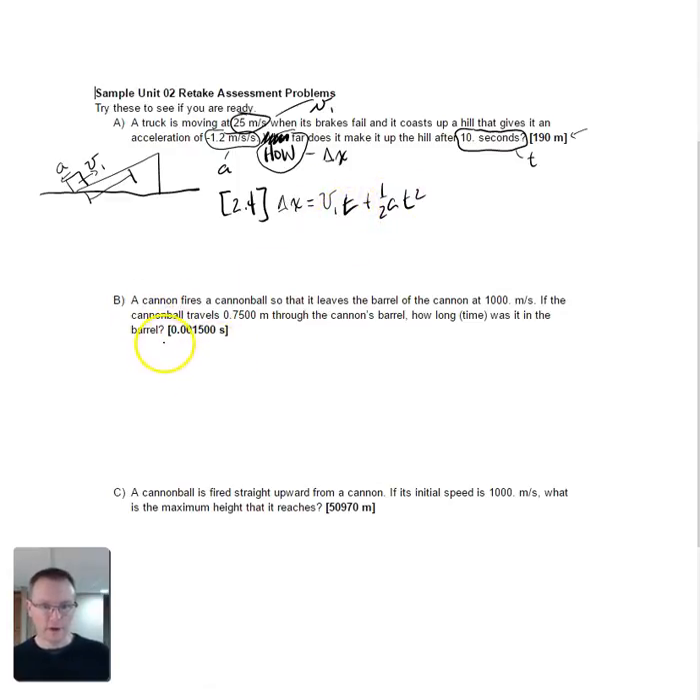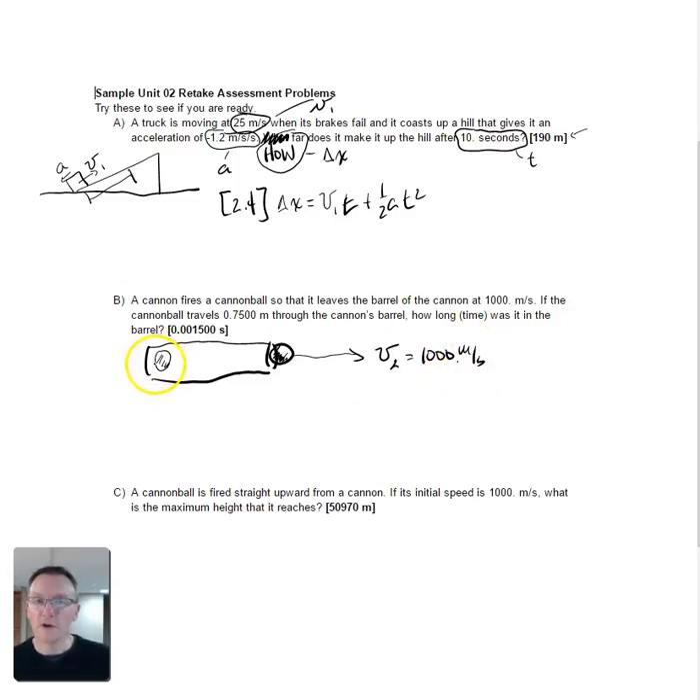Okay, take a look at B. So we've got a situation where a cannon, and I'm just going to draw it like it was firing horizontally here, because it really doesn't matter. Okay, and so the cannonball's inside, and later on the cannonball emerges here from the edge of it and has some velocity right there. And we know that velocity is 1,000 meters per second.